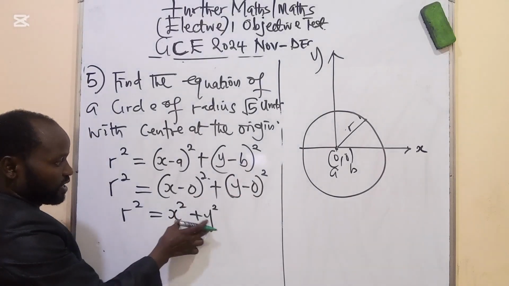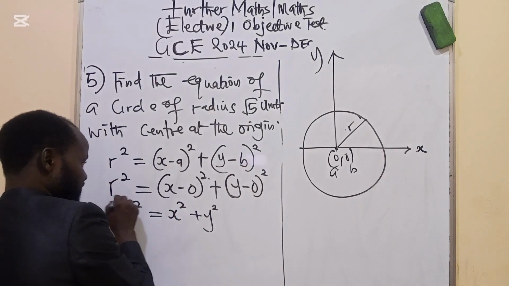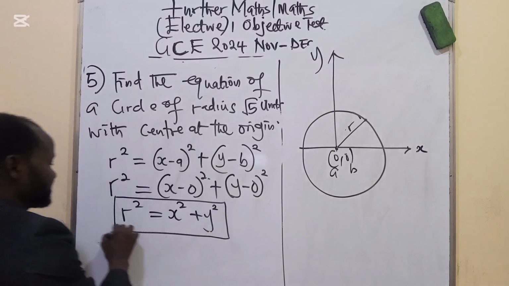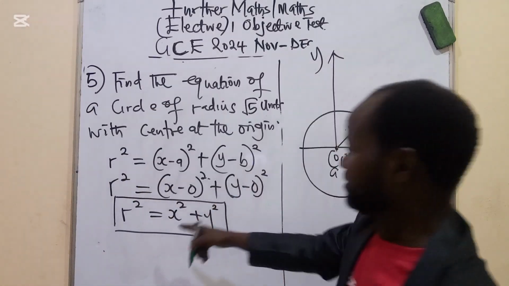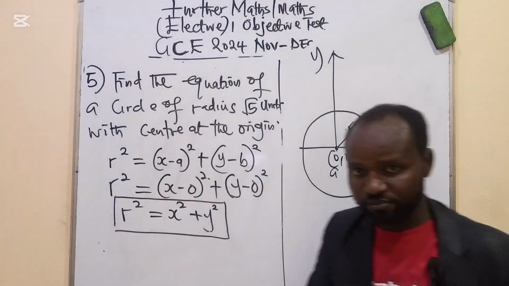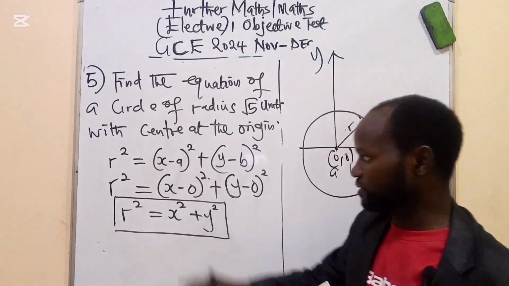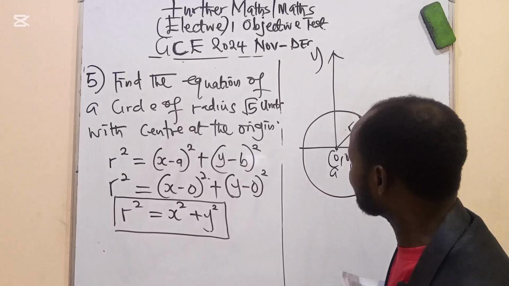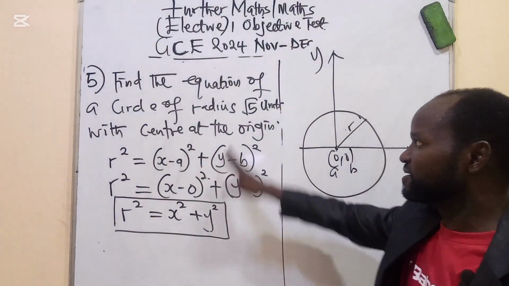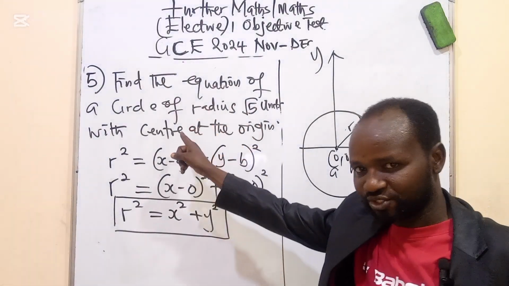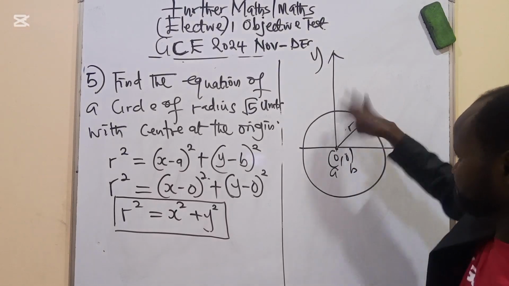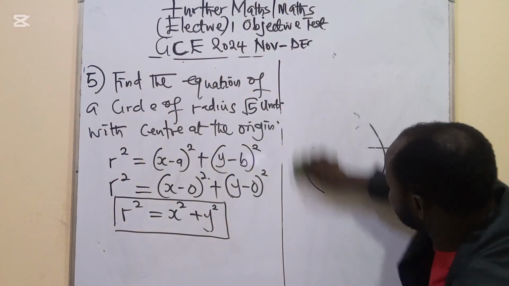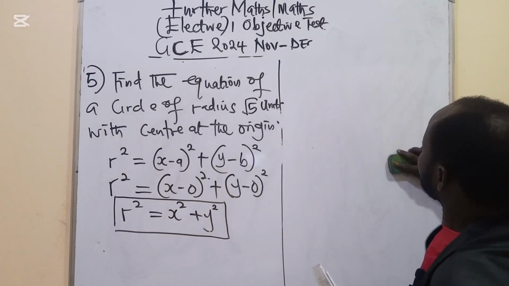If we expand this, we have this. So it means if the center is at the origin, the equation of a circle is nothing but r squared equals x squared plus y squared. So this is the formula we're going to use. We need this concept as far as this question is concerned. This is the formula, and let's remove this drawing, then we can now solve.